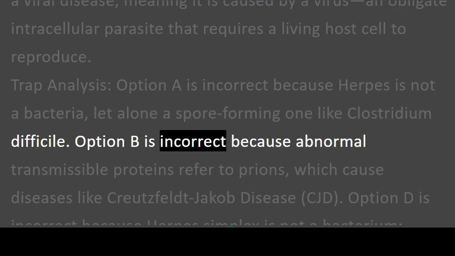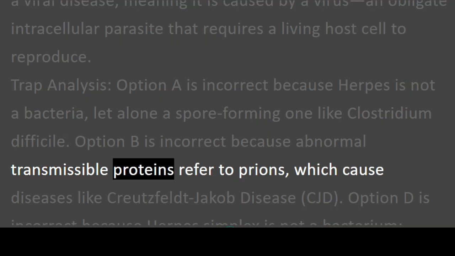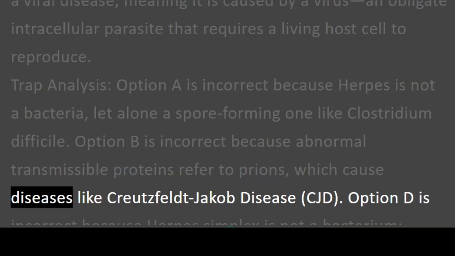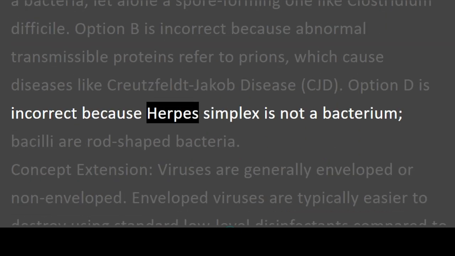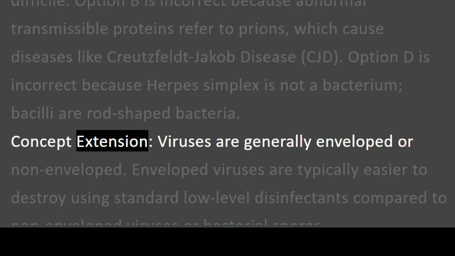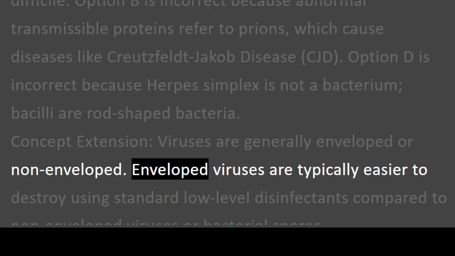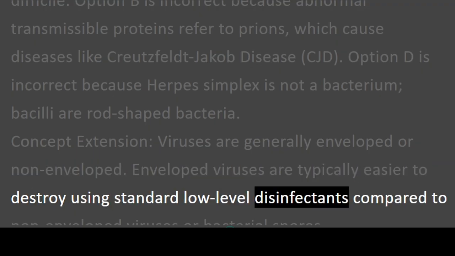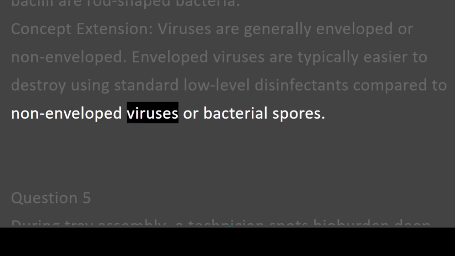Option B is incorrect because abnormal transmissible proteins refer to prion, which cause diseases like Creutzfeldt-Jakob disease, CJD. Option D is incorrect because herpes simplex is not a bacterium. Bacilli are rod-shaped bacteria. Concept extension. Viruses are generally enveloped or non-enveloped. Enveloped viruses are typically easier to destroy using standard low-level disinfectants compared to non-enveloped viruses or bacterial spores.